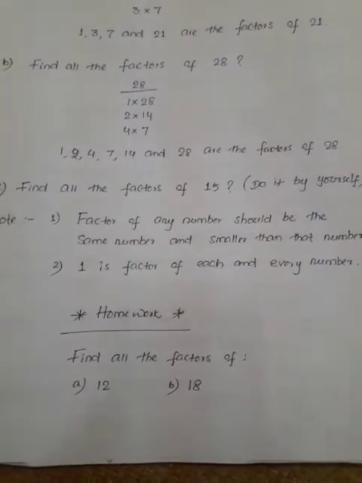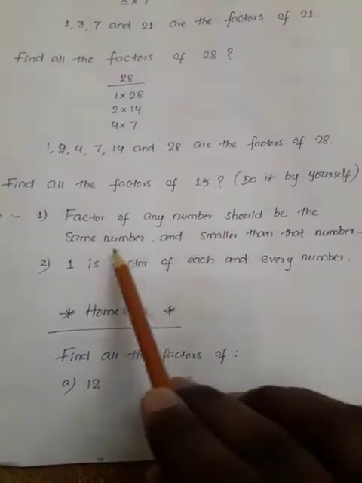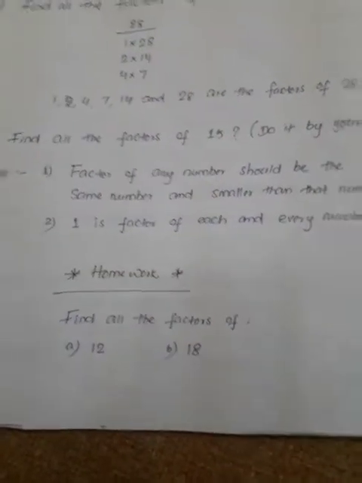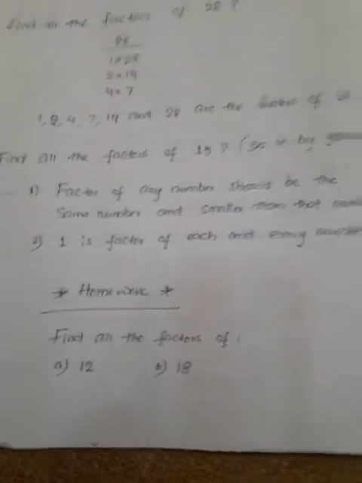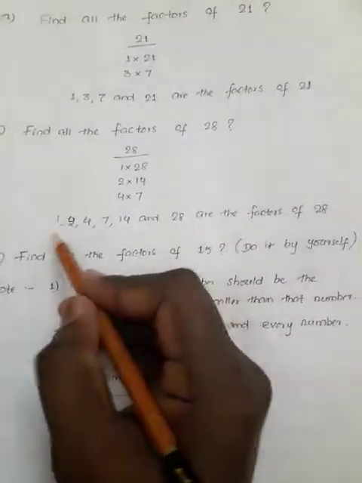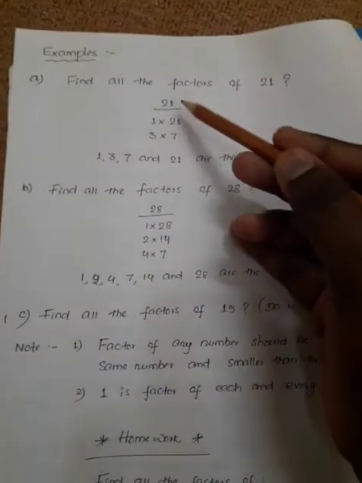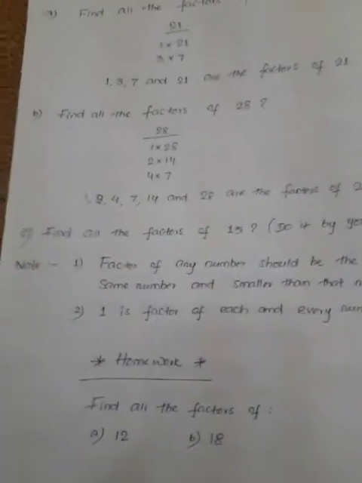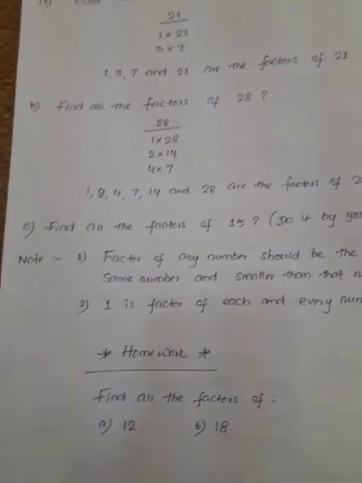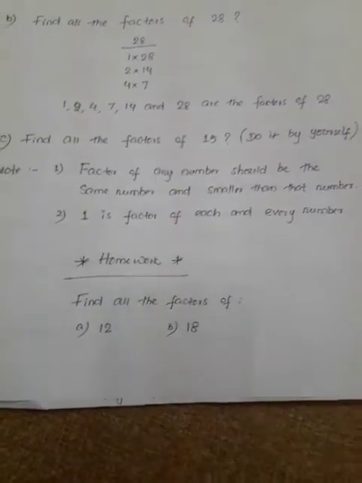Now here is the note: a factor of any number is the same number or smaller than that number. Like multiples, which are the same number or bigger, the factors are the same number and smaller. Look, I asked about 28, the same number, and all the other numbers are smaller than that number. If I ask about 21, that means 21 and numbers smaller than it. So exactly opposite: multiples are the same or bigger, factors are the same or lesser. And remember, 1 is a factor of every number.